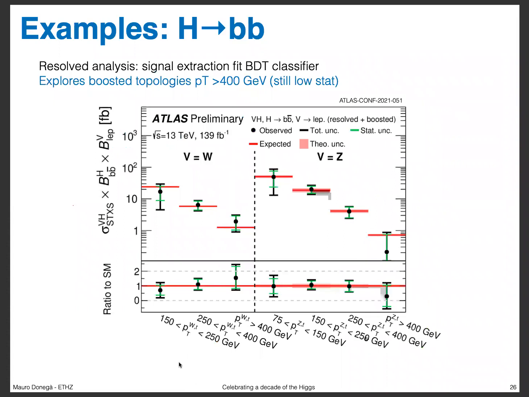And BB is a case where you can really push to a very high boost, so PT above 400 GeV. At that point, the two B jets from the Higgs are so boosted that they essentially merge, and so you have an analysis that looks at this merged jet. So you essentially reconstruct one jet, and then through techniques like soft drop, you can figure out that you have two Bs and feed the soft drop mass to extract the signal.